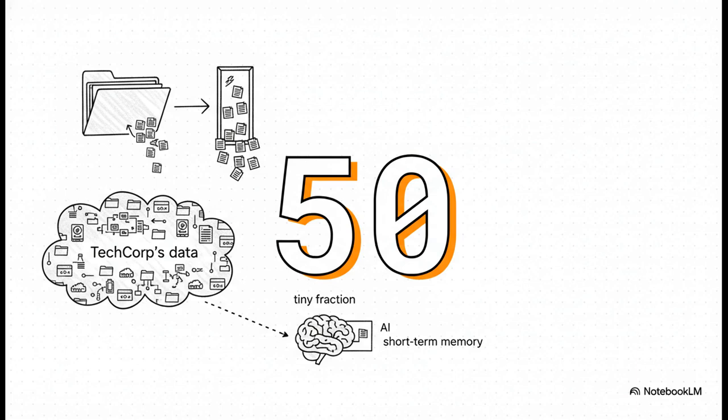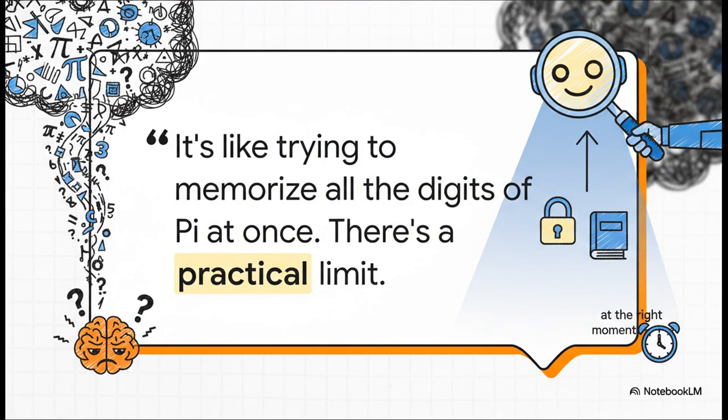That huge 1 million token window can only hold about 50 standard business documents at a time. For TechCorp's 500 gigabytes of data, that's just a tiny, tiny drop in the bucket. There is no way they can stuff all that knowledge into the AI's short-term memory. This analogy just hits the nail on the head. Even with a giant memory capacity, there's a practical limit. So the goal isn't to make the AI memorize everything at once. The real trick is to give it the right information at the right time.